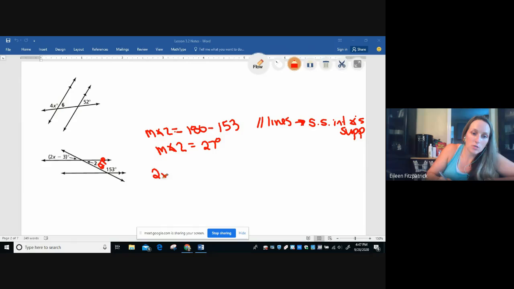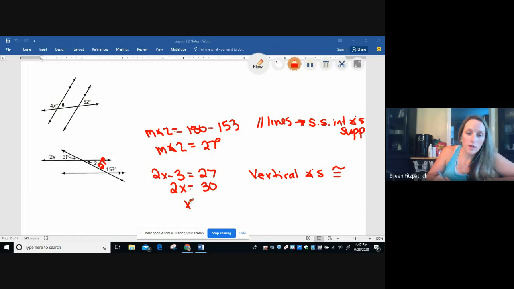So I can say that 2x minus 3 is equal to 27. And I know that's true because vertical angles are congruent. And then from there it becomes an algebra problem. I'm going to add 3 to both sides. So 2x equals 30. Divide by 2, x equals 15.